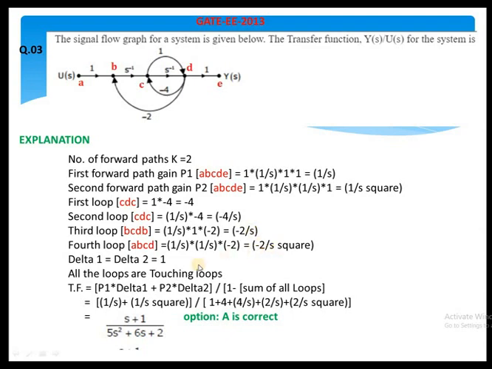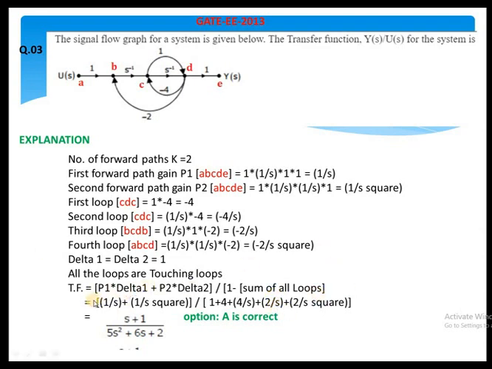So these are the 4 loops. What about the delta 1 and delta 2 values? All the 4 loops are touching loops only, because each and every loop is touching the others. So all the 4 loops are touching each other, so delta 1 and delta 2 are considered as 1. And also there is no possibility of non-touching loops. All the loops are touching loops only.